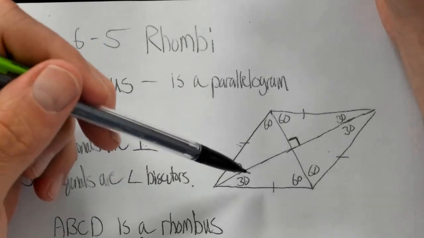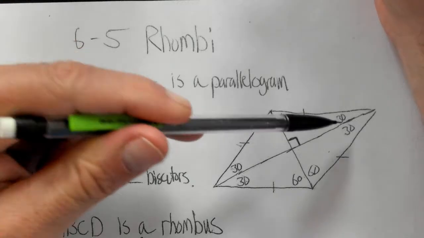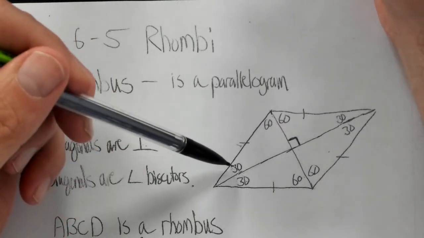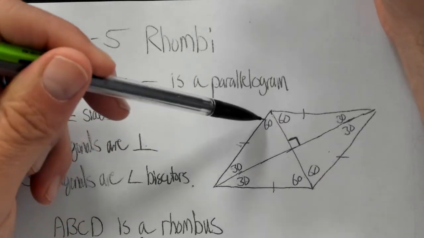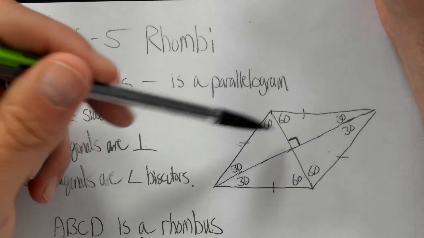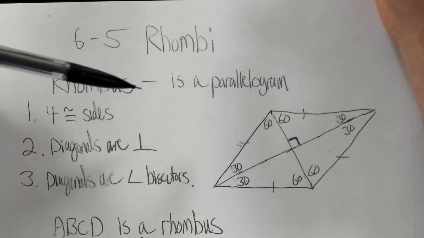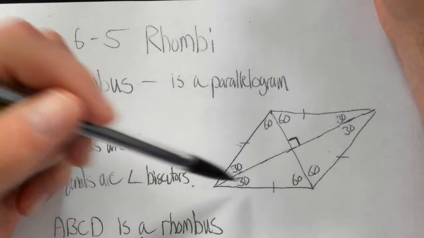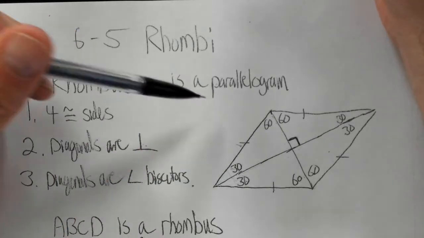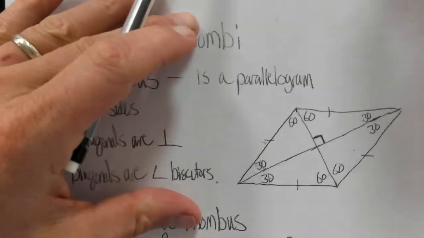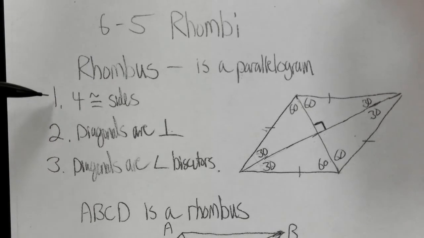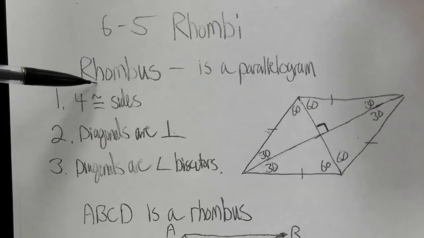And some of the other properties, opposite angles are congruent, consecutive angles are supplementary. So if you add these two together, you get 60. These two together, you get 120. They add up to 180. And then, of course, the diagonals bisect each other. They cut each other in half. So all of those are the properties for being a parallelogram. And then, like I said, in addition, you get these three as well for a rhombus.